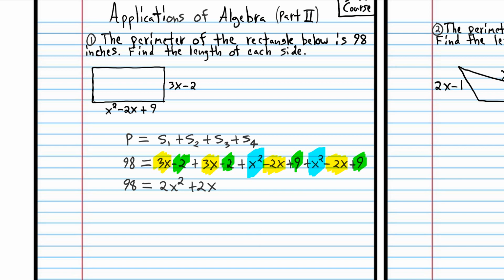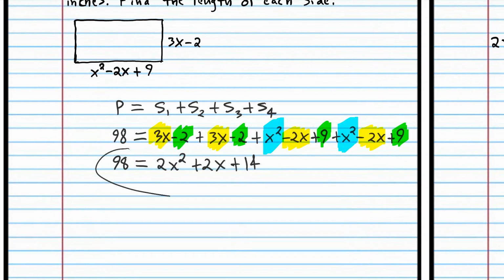Now we'll add the green, and we get 14, I believe. Yep, 14. And so as you can see, the equation is much, much simpler at this point. Now this equation just happens to be a quadratic equation. The most important topic that we learned in this class is how to solve quadratic equations.